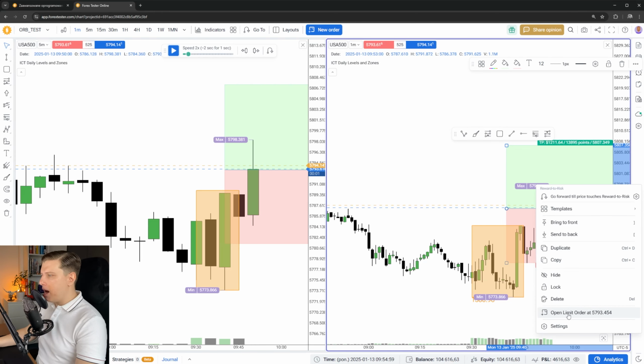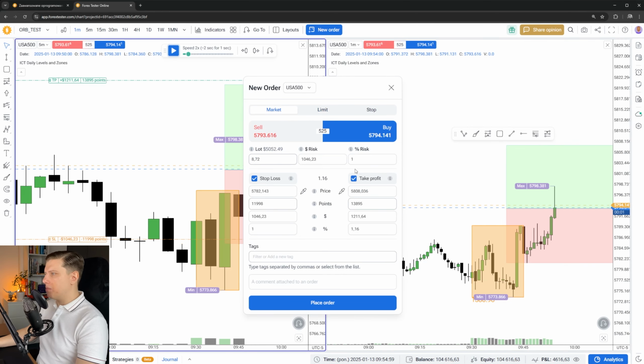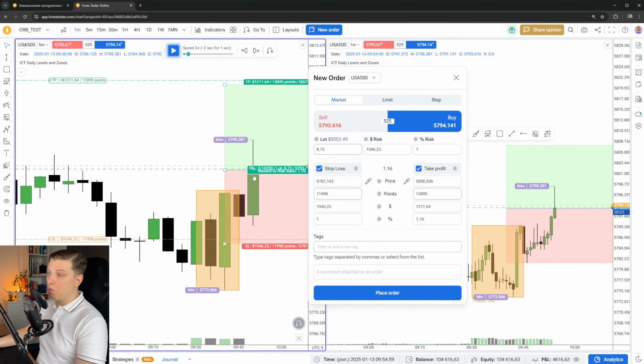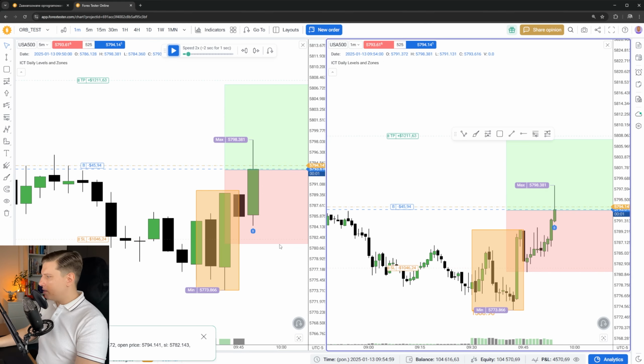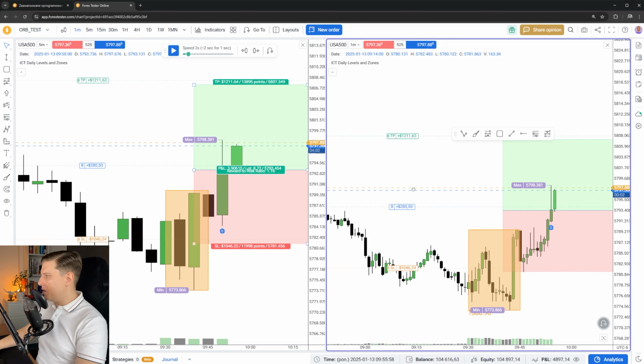So yeah, I will open my order, of course the market order, and this could be for a 1%, because these are nice candles right here. This is also a nice candle right here. So yeah, that's cool. That's what I will do. And we're gonna see what price is willing to give us.